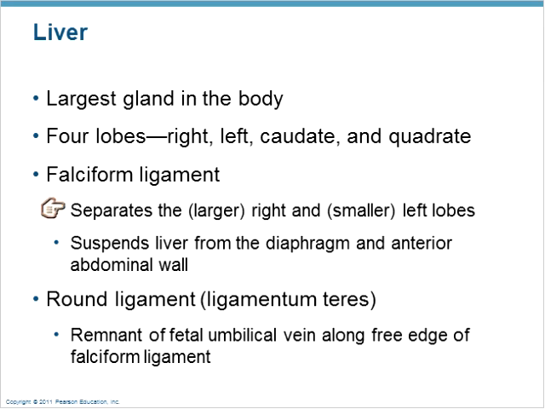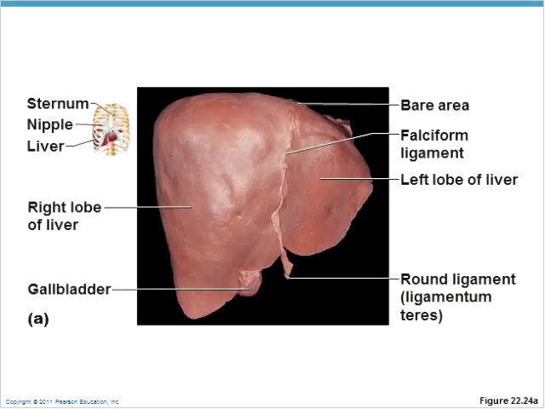The falciform ligament separates the large right and the smaller left lobes and suspends the liver from the diaphragm and anterior abdominal wall. The round ligament, or ligamentum teres, is the remnant of the fetal umbilical vein along the free edge of the falciform ligament.